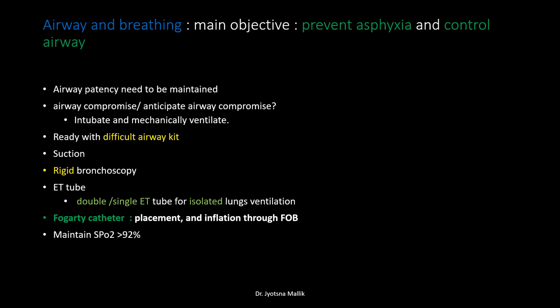The main objective is to do isolated lung ventilation so that we can separate the two lungs. The affected lung is isolated from the unaffected lung, so that the healthy lung may not aspirate the blood, and there may not be further airway compromise or further ventilation and gas exchange compromise. We may use a Fogarty catheter through the FOB to make a tamponade at the bleeding area. We have to maintain SpO2 of greater than 90.